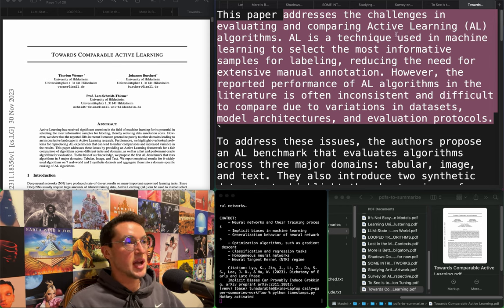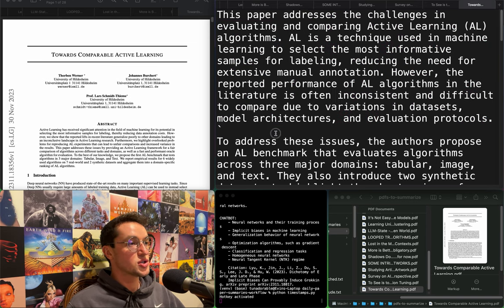And they are trying to address the challenge of evaluating and comparing these algorithms. So not my area of interest, but sounds pretty interesting, gotta say. Check it out.